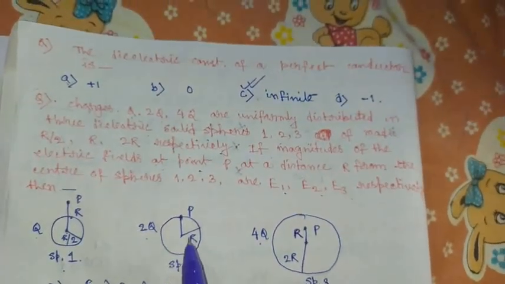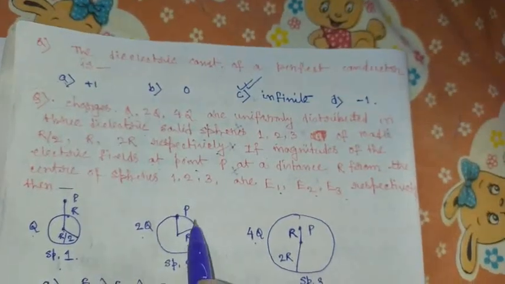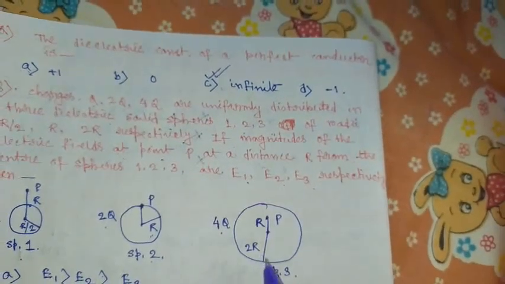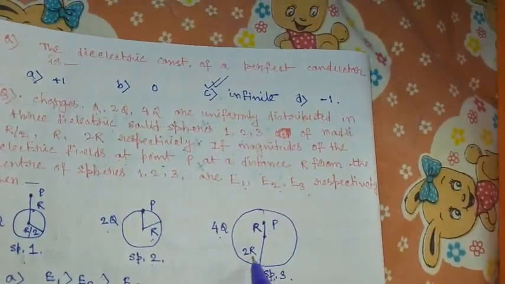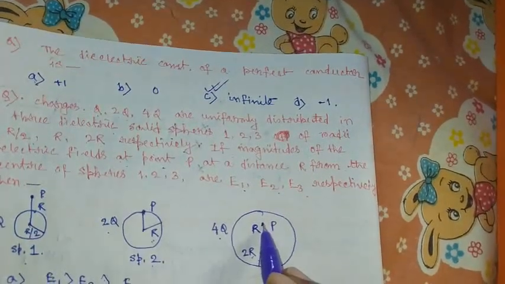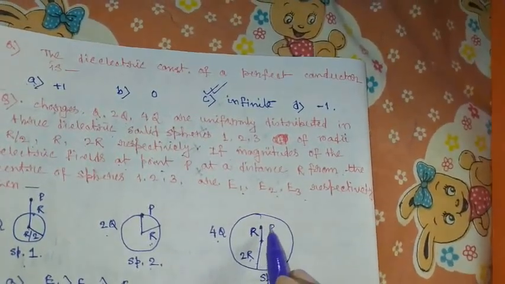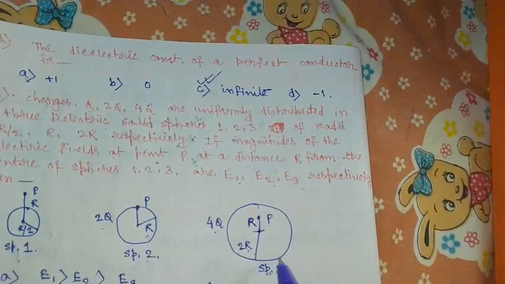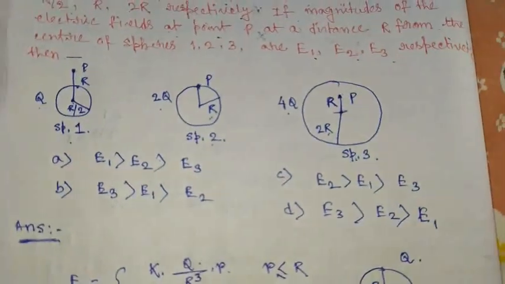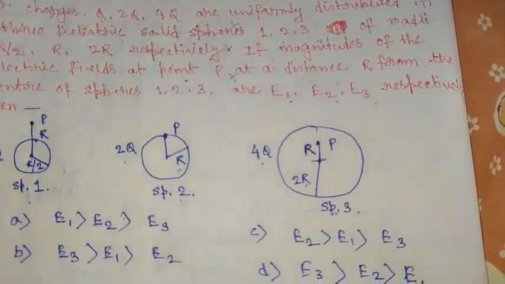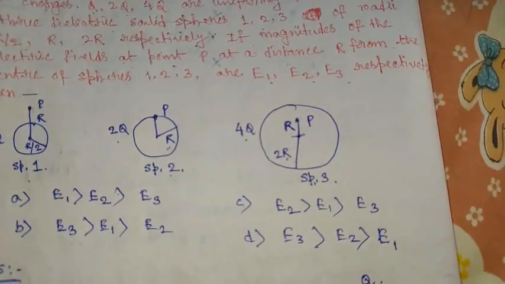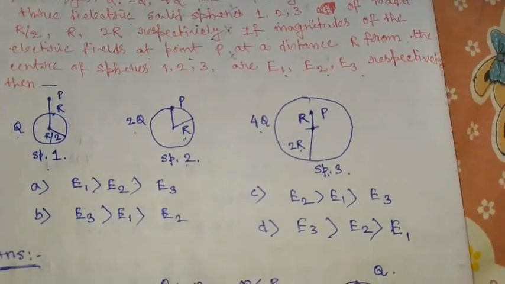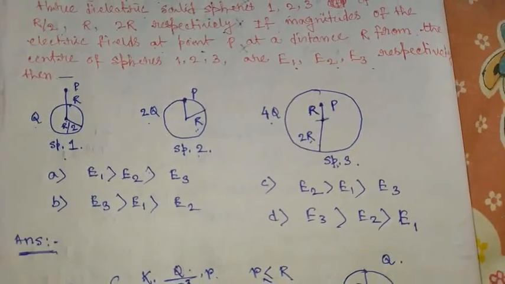For sphere 2, the point P is on the circumference, because the radius of this sphere is also r, and for this sphere of radius 2r, the point P lies inside the sphere, because the distance of P from the center is r. So definitely P has to lie inside this sphere. Now for each case we want to find the electric field and also the relation between them, which will be the correct answer among these 4 given options.